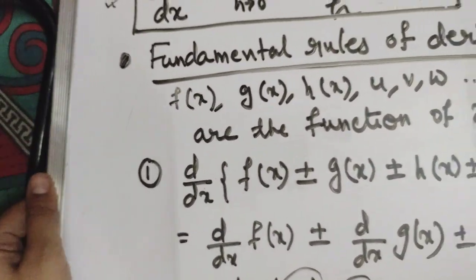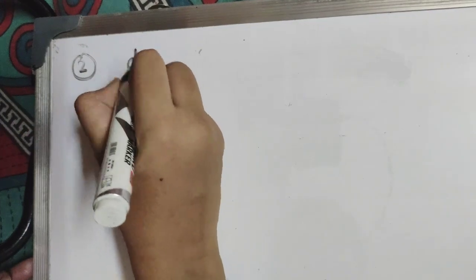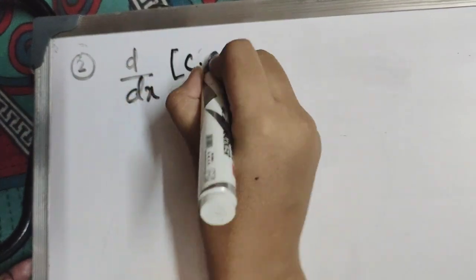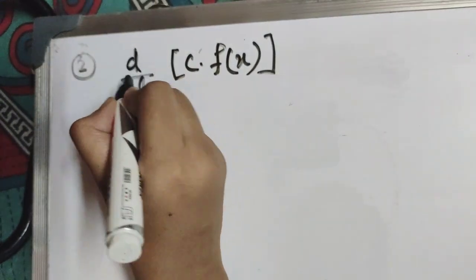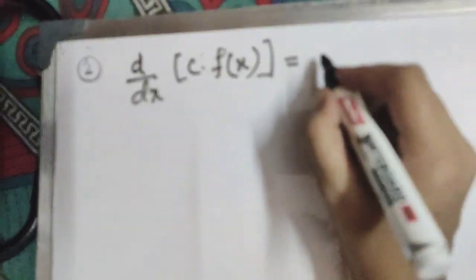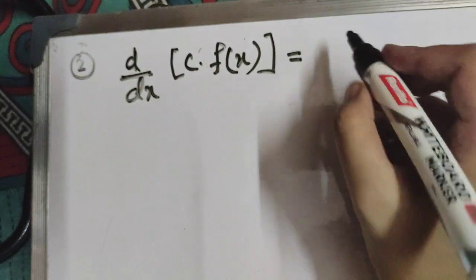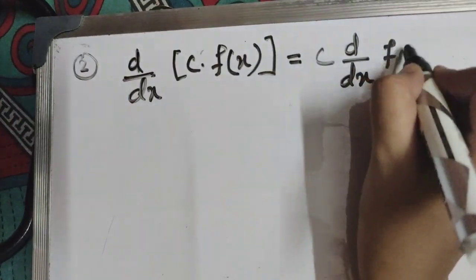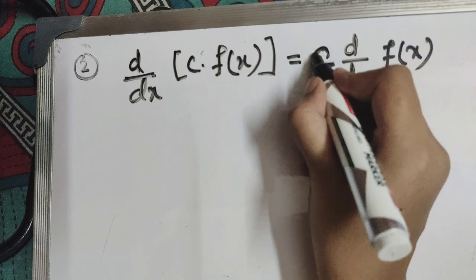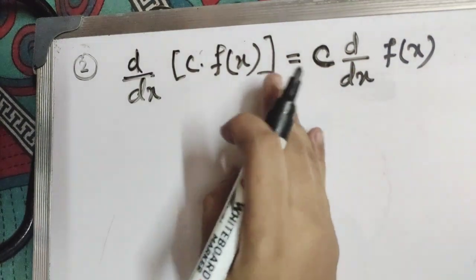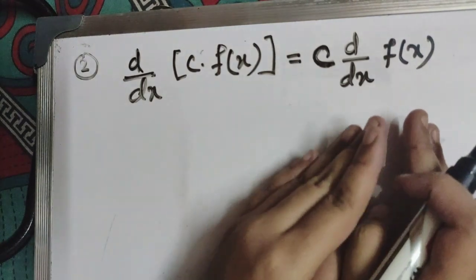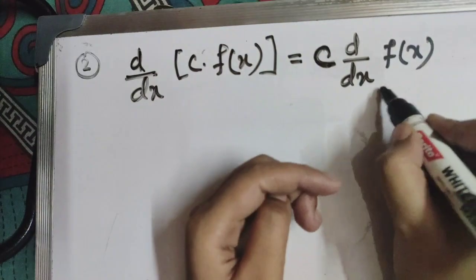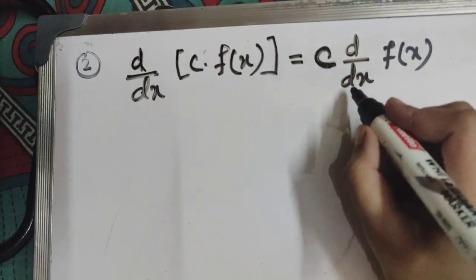Okay, now the second fundamental rule of derivative is number 2, that is d/dx of c into f of x. What is c here? c is a constant term, right? So the rule is c into d/dx of f of x. That means the constant term we can put outside without differentiating, and then we differentiate the function of x, right? So the rule is c into d/dx of f of x.